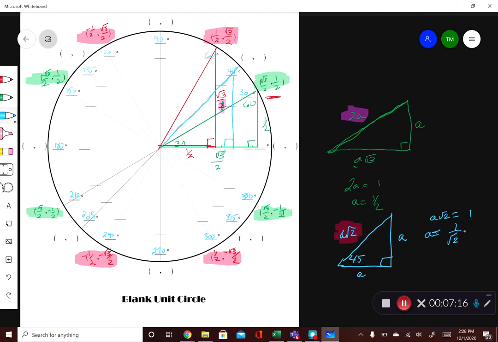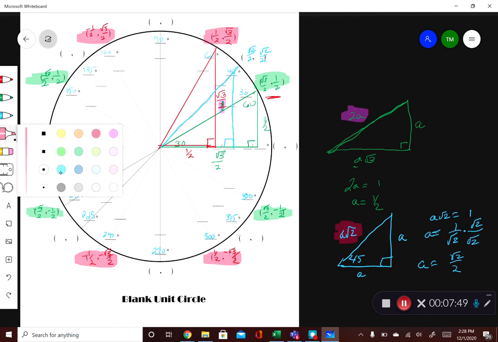And then we want to rationalize that denominator by multiplying the top and the bottom by the square root of 2 over the square root of 2. So a is equal to the square root of 2 over 2. And that's going to be the x and the y coordinate. And if you think about it, that kind of makes sense, because at that 45-degree angle, you are actually equidistant from the x and the y axis. So it makes sense that those are going to be related and have the same values.